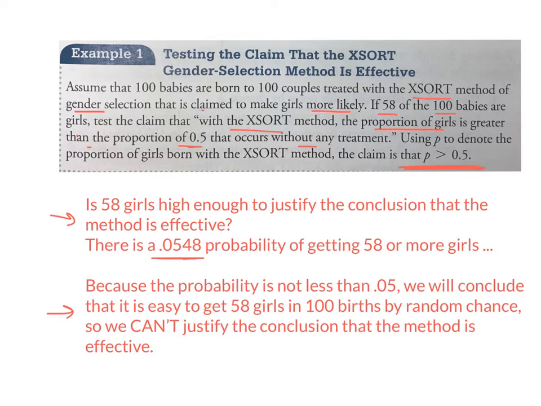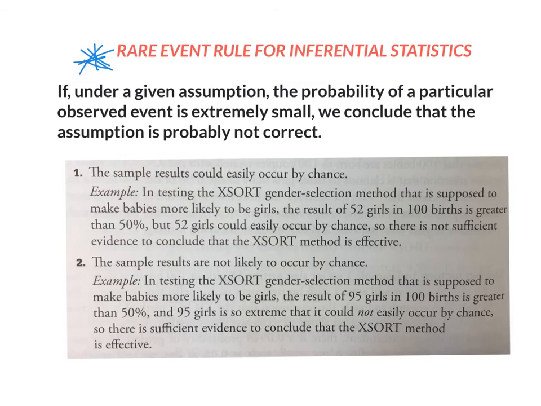And that's how we're going to roll this whole section we're doing for a couple of weeks, doing that kind of thing right there. All right, this is huge. Rare event rule. This is why we do what we do. It says this: if, under a given assumption, the probability of a particular observed event is extremely small, we conclude that the assumption is probably not correct. The keywords there are probability and probably. So if we get a really small probability, we're going to assume the assumption is not correct, which is a big deal.